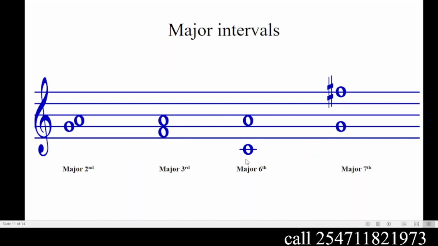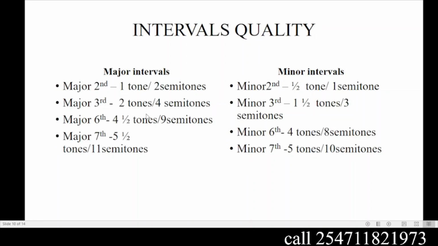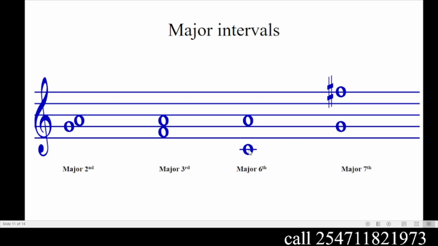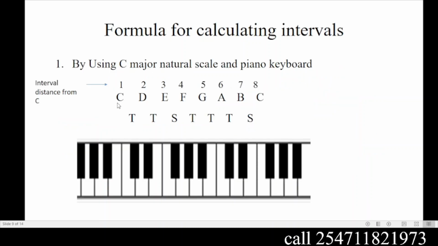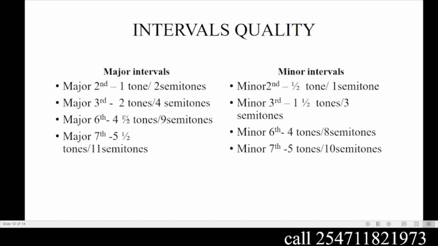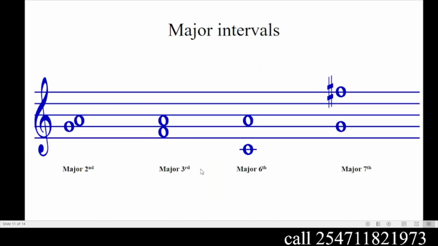A major sixth, you're being told a major sixth is supposed to have 4.5 tones. So a major sixth, you have C to A. C to A is supposed to have 4.5 tones. Let us see if C to A has 4.5 tones. It has tone, tone, semitone, tone, tone. These are 4 tones and a half, a semitone. So 4 and 1 semitone. So 4.5 tones. Then the last one, you have major seventh.